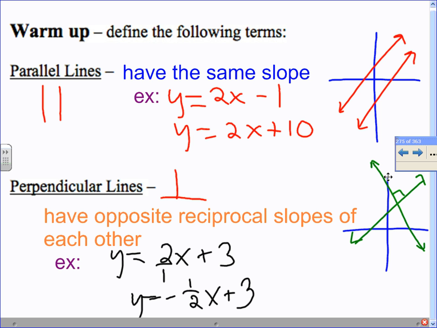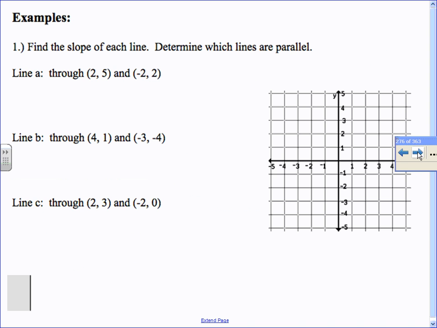All right, let's do an example. Number 1. Find the slope of each line. Determine which lines are parallel. How do you find slope? I feel like it's been a while. Mary?